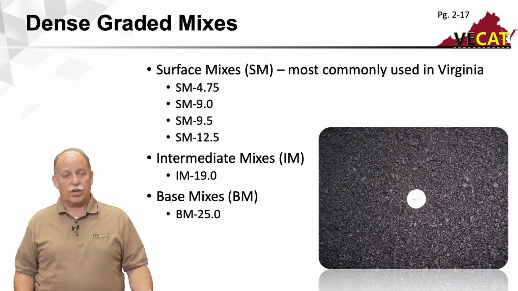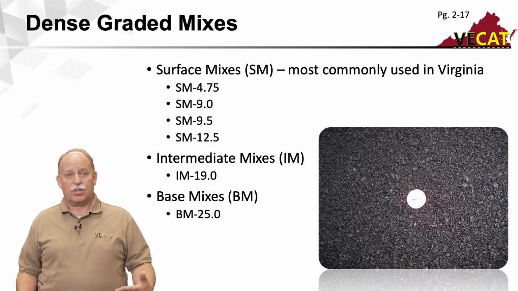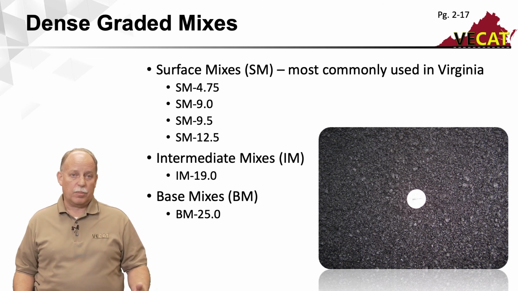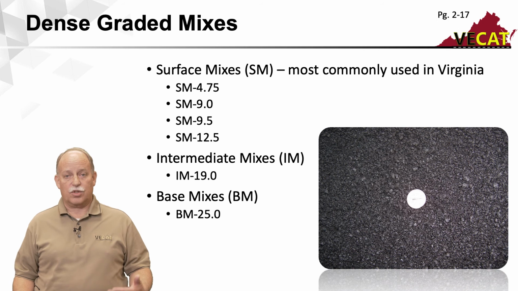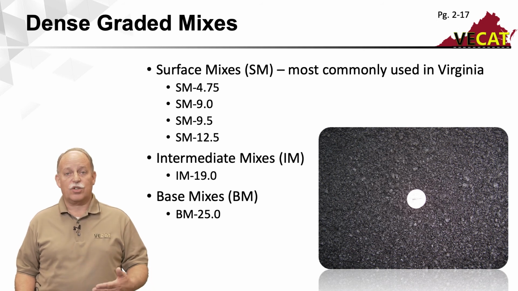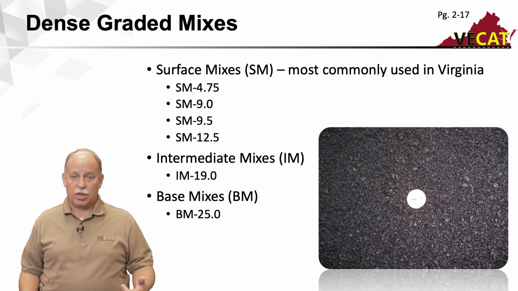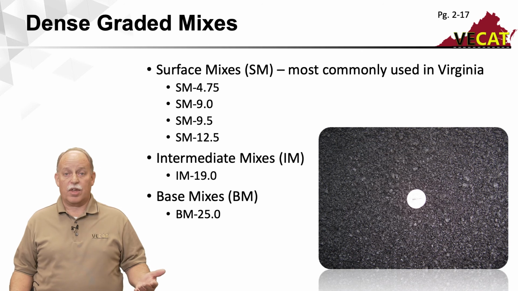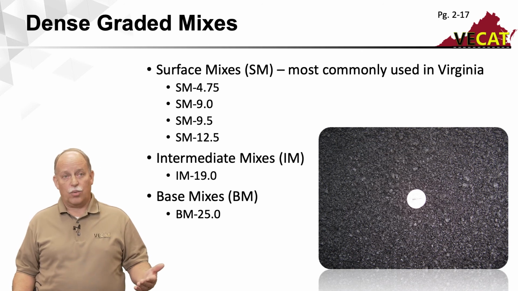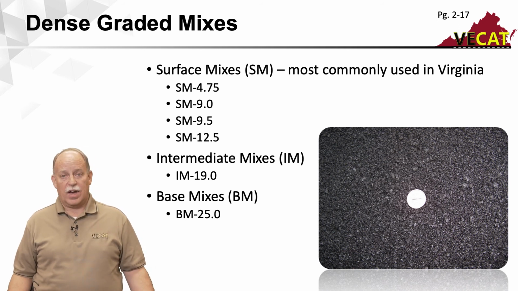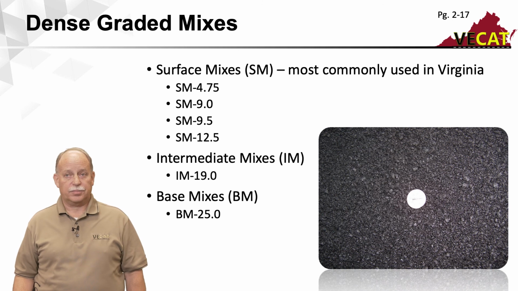And you look at the nomenclature, you'll see that those last numerical digits, in reality, those are all in metric, because BM 25, we'll start down at the bottom, BM 25, that 25 is 25 millimeters. That's essentially 1 inch. And IM 19, that's 19 millimeters, and that itself is about 3/4 of an inch. And I won't go through all of them, but on your surface mixes, SM 12.5 would be about a 1/2 inch, and SM 9.5 would be about 3/8 of an inch.